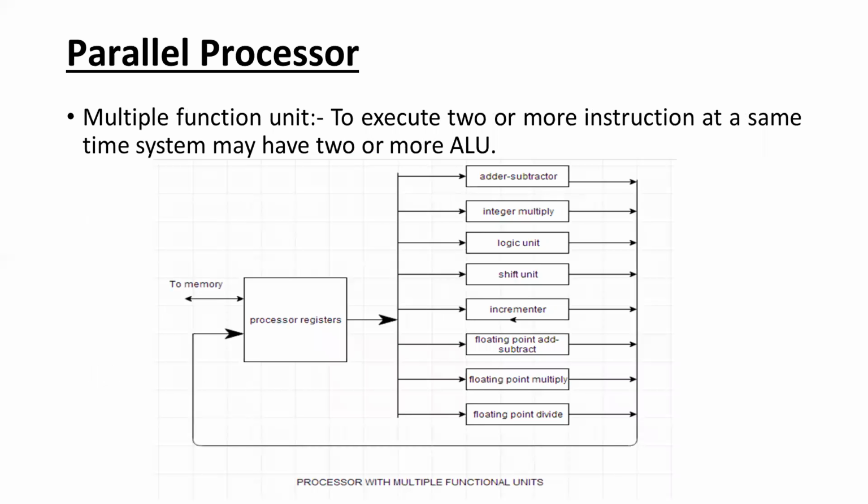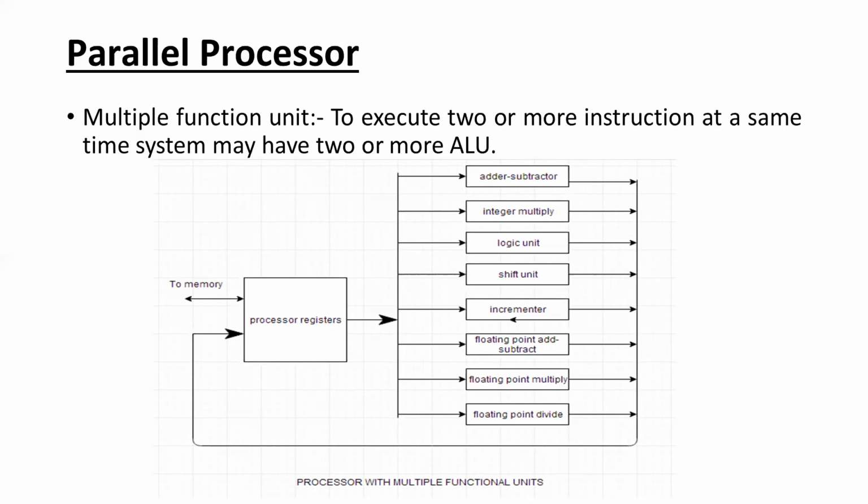Let's see multiple function units in this diagram. They provide two or more arithmetic and logical units. Each arithmetic logical unit can do a different kind of work. The first ALU does addition and subtraction, the second does multiplication, the third does logical operations, the fourth is a shift unit, the fifth does increment, and the sixth does floating point addition, subtraction, floating point multiply, and floating point division.